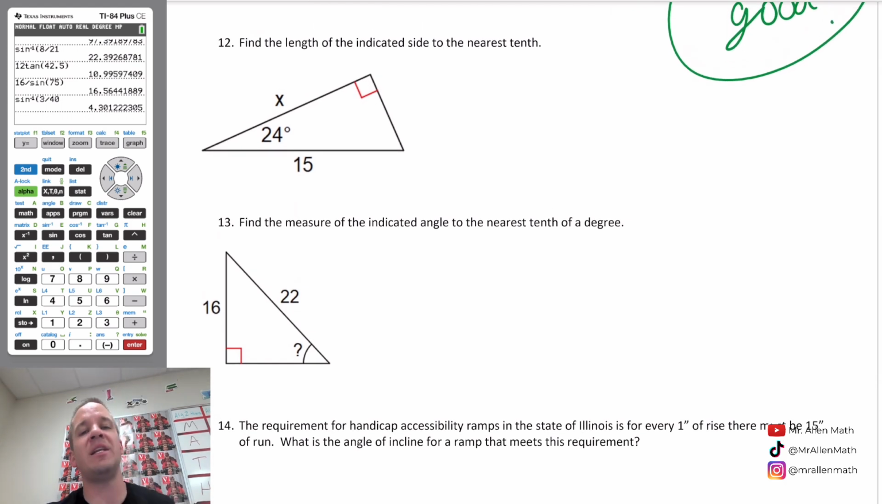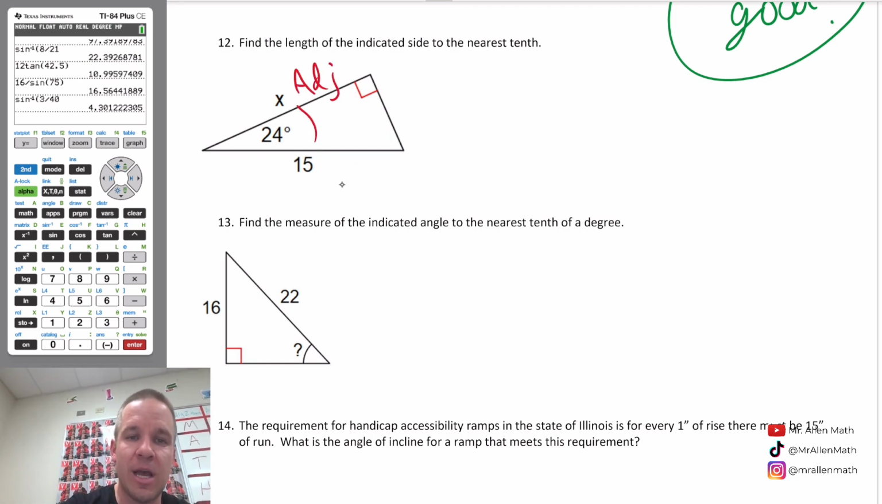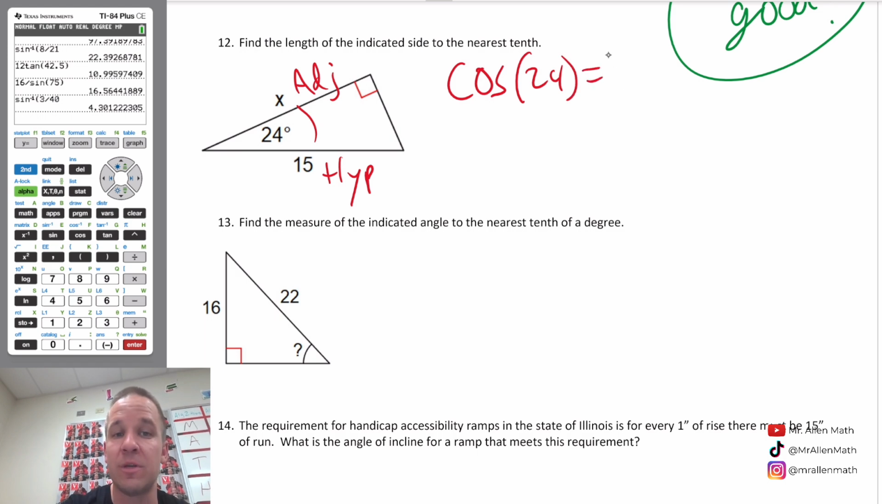Find the length of the indicated side to the nearest tenth. This is straight up trig, right? No real application to it, but still good practice. Relative to this angle, I want my adjacent. I have my hypotenuse. So that would be cosine of the angle 24 equals my adjacent, which is x, over my hypotenuse, which is 15. So we're going to multiply by 15.